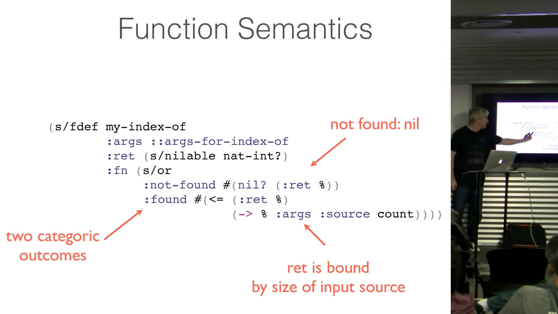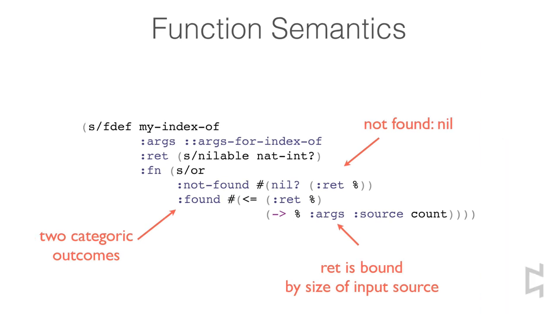So I'm going to say, well, it can either succeed or fail. If it fails, not found, then the return had better be nil. And if it succeeds, then the return had better be less than or equal to the size of the source argument that was passed in. Right? So we can reach into the return value of the function, or we can reach into the args. So this fun spec is a spec of a map that has ret and args in it. So you could say, I can reach in and say, what properties have to hold?